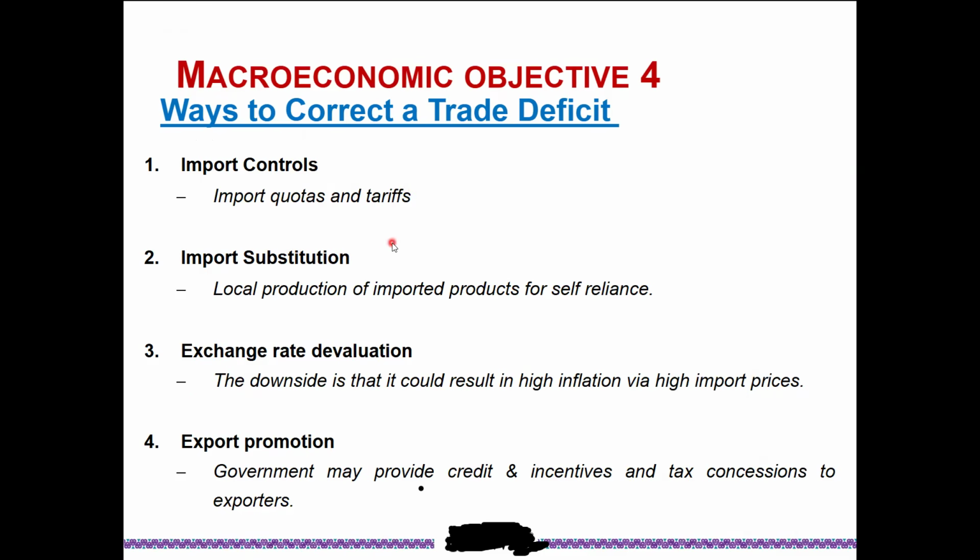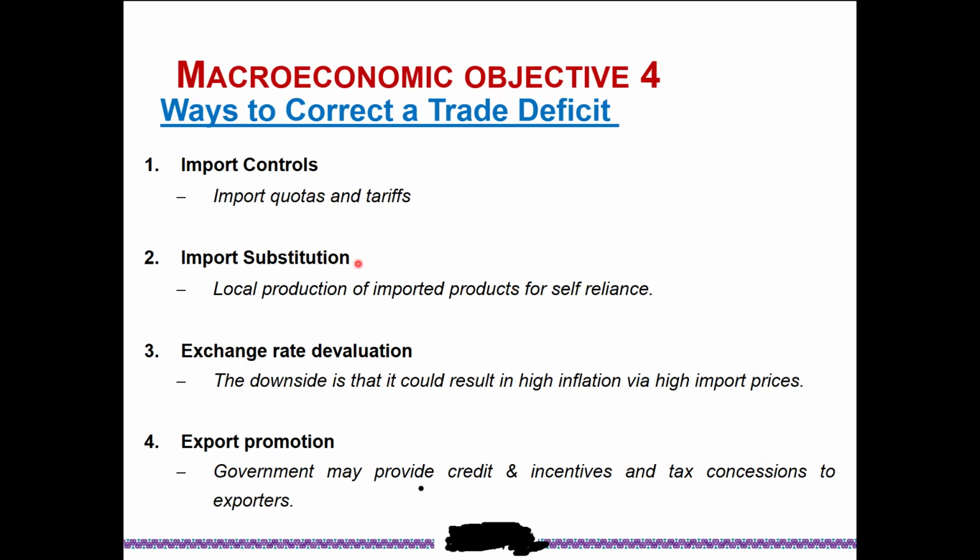And then import substitution, another way to correct trade deficits. Import substitution is basically where the government will say, let us help the local producers to produce these products that people are actually importing from outside, right? So let's say we are importing this particular product from outside. The government will say, it's okay, and then maybe there is a local producer in South Africa who's producing that same thing, but is not as good as the one that we are actually importing, right?